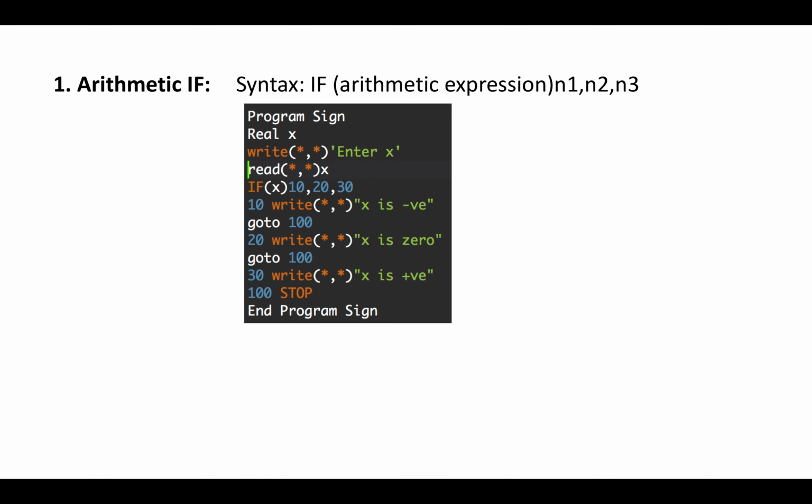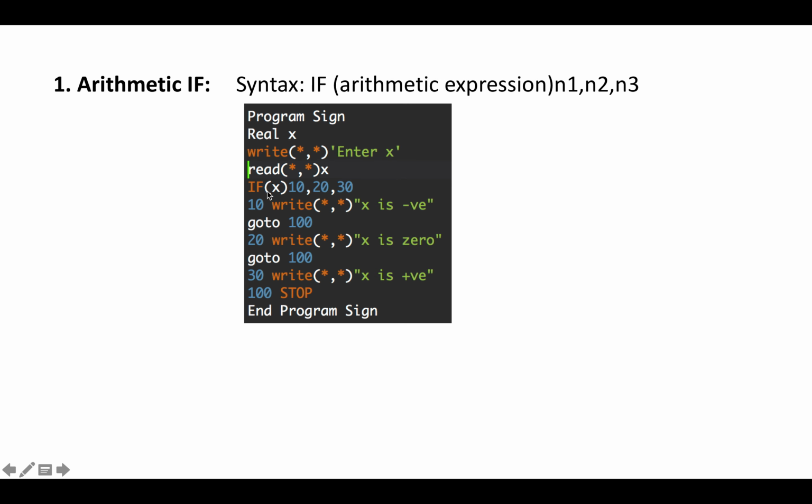So let us take the help of this simple program written in Fortran to understand arithmetic if. I have defined a variable real x, and I ask the user to enter x. So this number is stored in the variable x. So let us write the syntax for arithmetic if. If, in brackets, I have written an arithmetic expression, or you can simply write a variable as well. So I have written x. I have written 3 label numbers 10, 20 and 30 separated by commas.